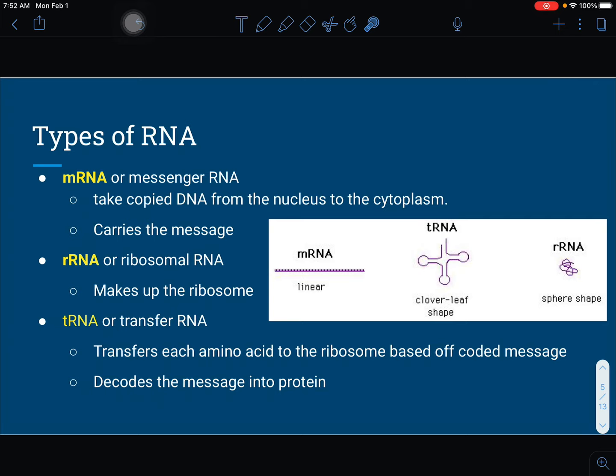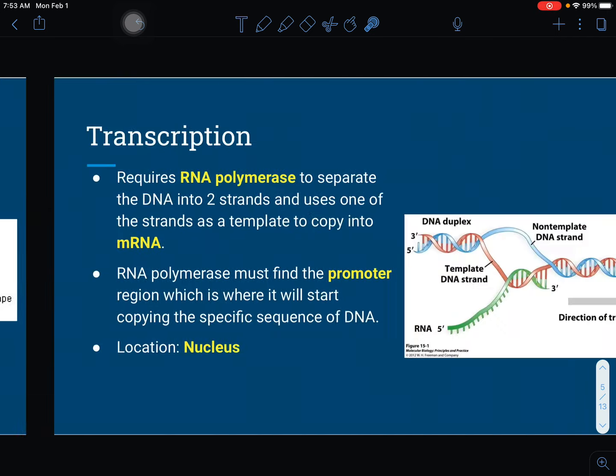That's the site where we're making proteins that are floating in the cytoplasm or attached to the endoplasmic reticulum, the rough bumps on the rough endoplasmic reticulum that we talked about back in the fall. And then the last type of RNA is something called tRNA, or transfer RNA. What it does is it transfers amino acids to the coded message, and this decodes the message into a protein. So tRNA is this kind of clover-shaped thing, where mRNA is a single strand, linear, and rRNA is kind of the chunks, the pieces, the site that make up the ribosomes.